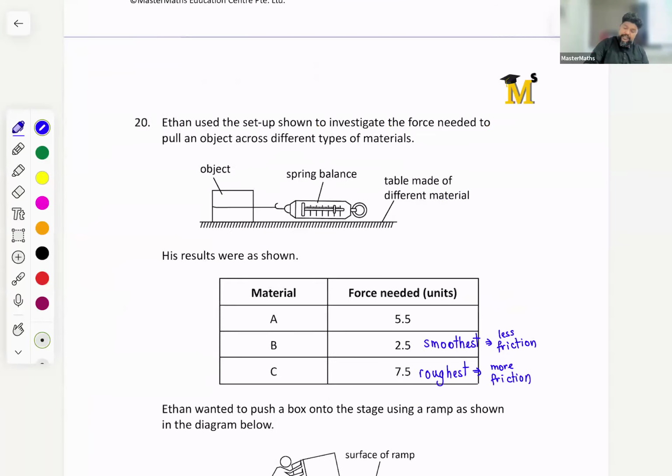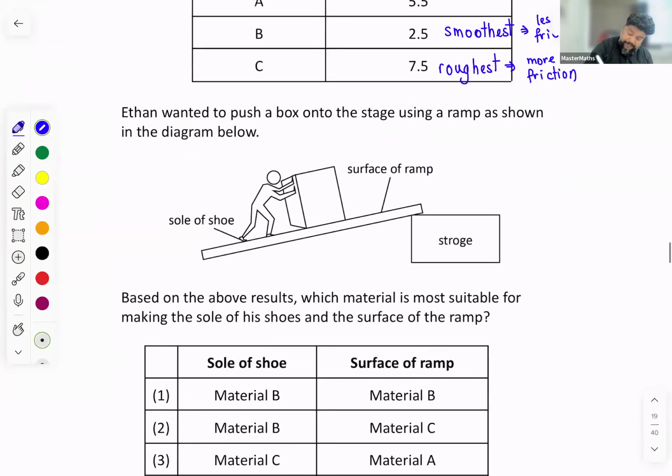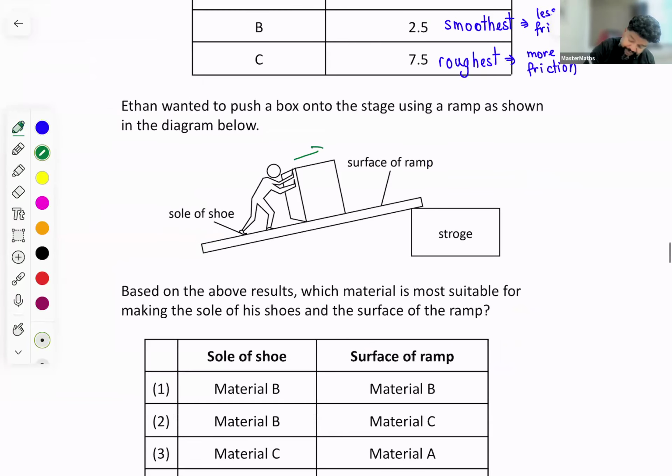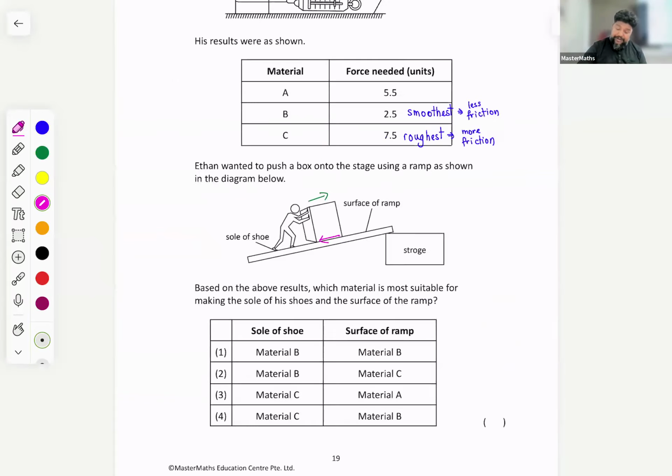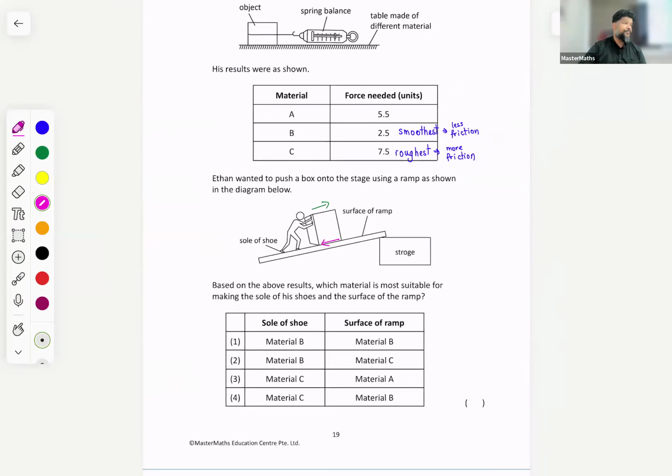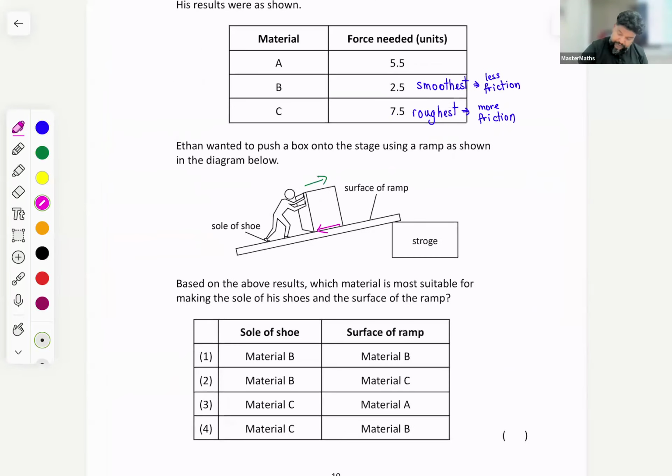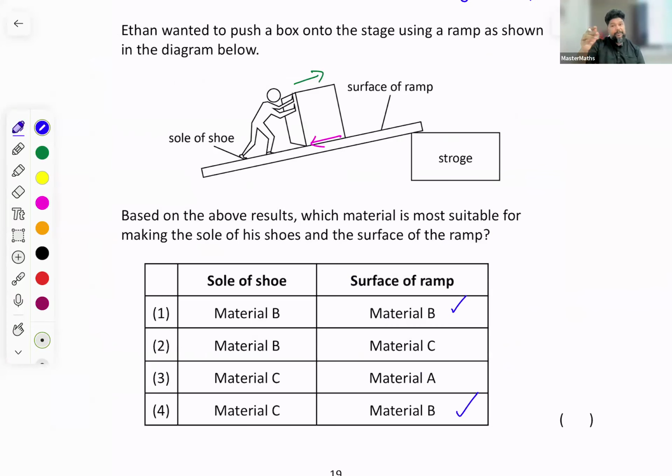Now, let's look at this. When I'm pushing the box up the ramp, the friction acting is in the opposite direction. Should I have a lot of friction or little friction? Little friction. So which object should the ramp be made of? A, B, or C? B. Good. So this is straightforward. Same like what Zairul asked.